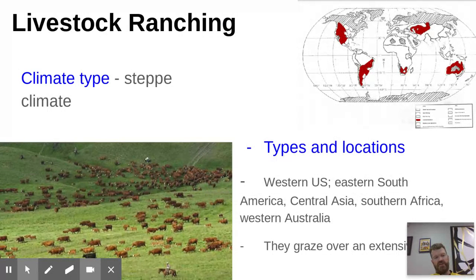All right, so livestock ranching, this happens in the steppe climate. Okay, this is the western U.S. This is over an extended area. You don't use the feed here.